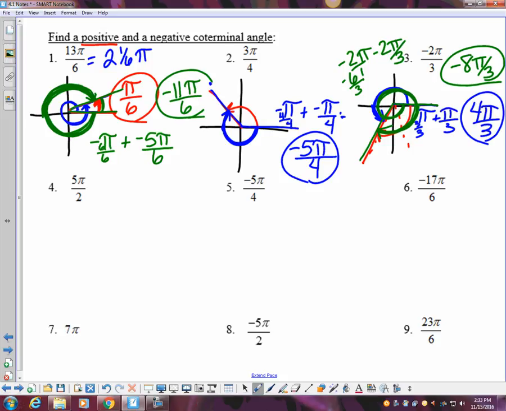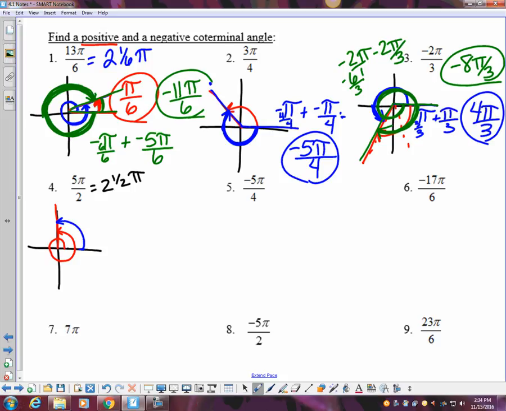Number 4, 5 pi over 2 is 2.5 pi. 1, 2.5. Due north. Okay? Now, you can tell the original angle looped. Now make sure you understand what I mean by looped. Like it did a whole lap, like a racetrack. It went all the way around. So if the original angle loops, that means I don't have to loop. All I have to do is get from my initial side to my terminal side.